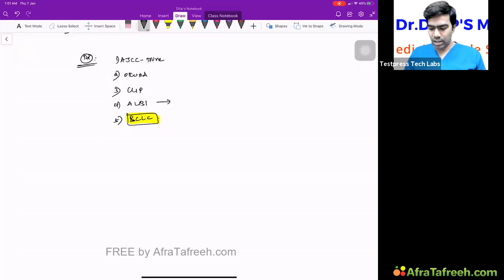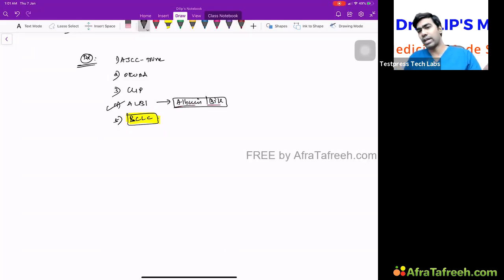So what is ALBI? ALBI is albumin and bilirubin. Only 2 parameters are used here, albumin and bilirubin. Remember, the 2 most important non-tumor variables that affect survival in hepatocellular cancer are albumin and bilirubin. They are not related to the tumor. I told you jaundice is very rare in hepatocellular cancer, and low albumin is also quite rare, unless cirrhosis is causing low albumin. That is different. But HCC as such will not cause low albumin, and will not cause high bilirubin.